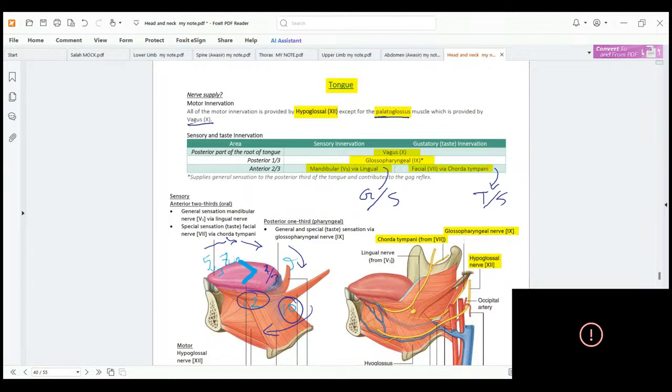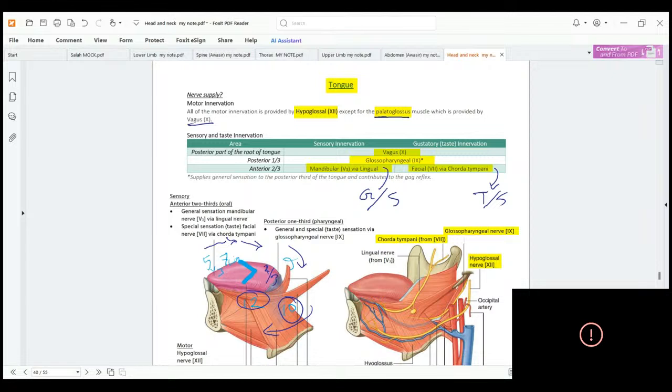This is the anterior two thirds. In the anterior two thirds we have two nerves, 5 and 7. 5 gives the general sensation of the whole of the tongue by the lingual nerve, and special sensation, that is taste sensation, we get from the chorda tympani, which is a branch of the facial nerve. Then posterior one third: both general sensation and special sensation are supplied by the glossopharyngeal nerve, 9.